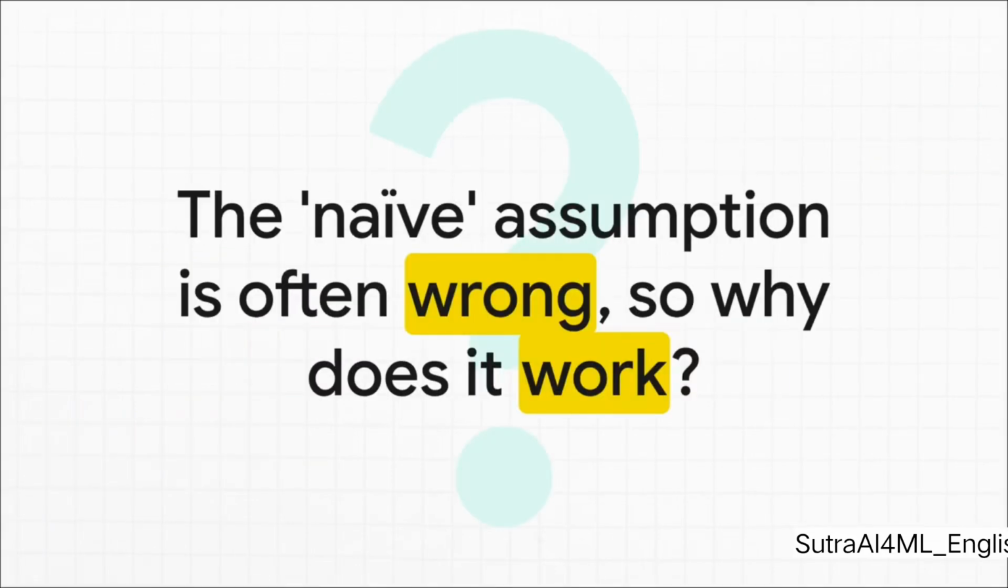But let's end with a fascinating question to chew on. We know that the core naive assumption that all the features are independent is almost never actually true in the real world. So why on earth does this super simple model work so surprisingly well on really complex problems like spam filtering? It's a great little puzzle to think about.